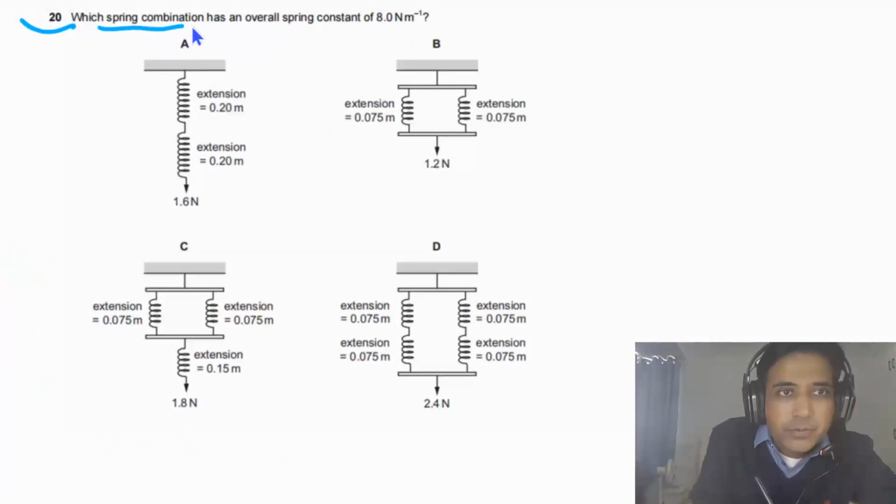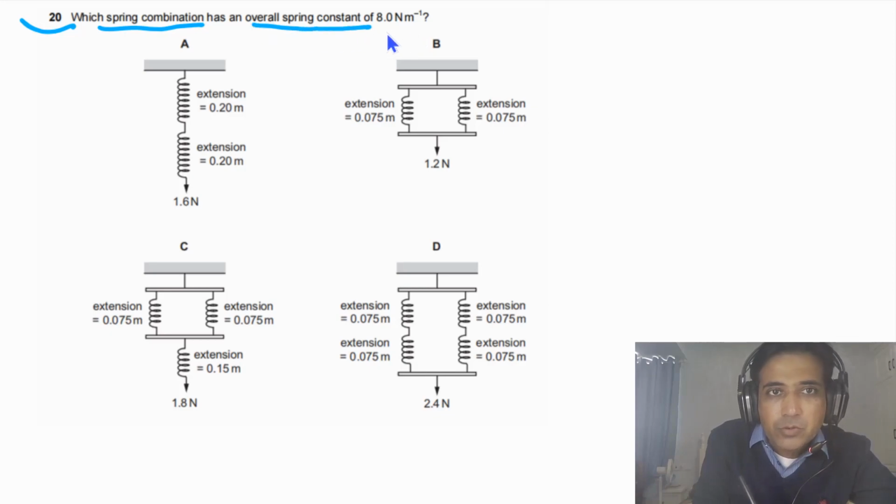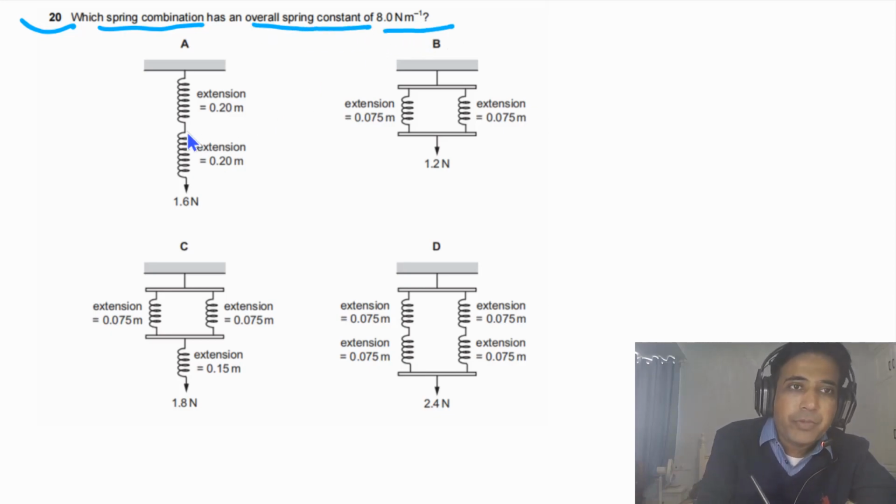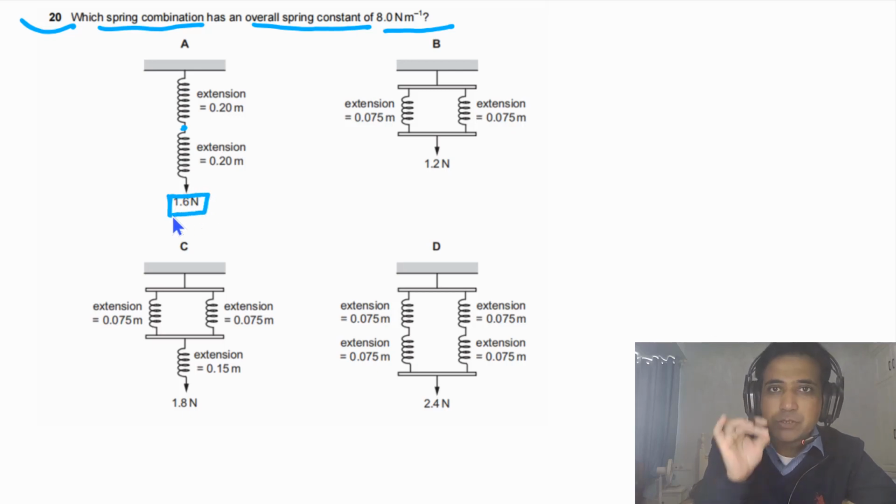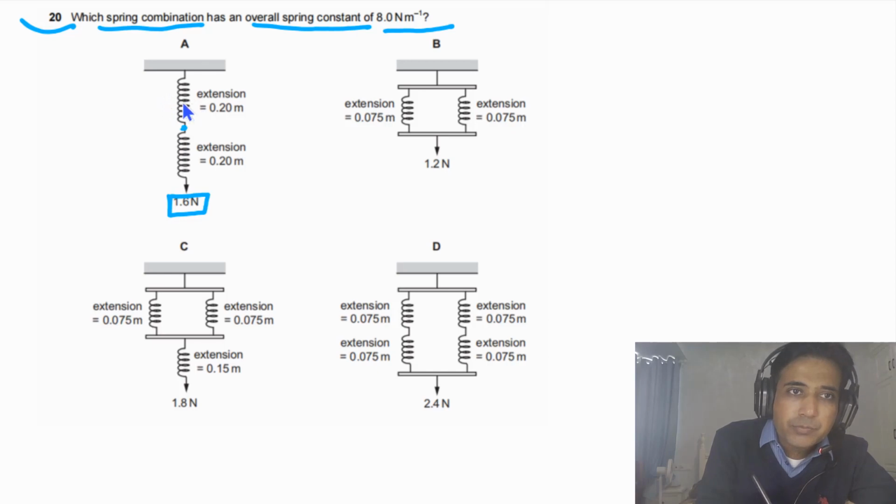Question 20 says, which spring combination has an overall spring constant of 8.0 newtons per meter? If you look at option A, we have two springs and these two springs are connected in series. When springs are connected in series, they experience the same force, because in this case we assume the spring is massless. So we can say this is spring 1 and this is the second spring. The force on the second spring is 1.6 and the force on the first spring also will be equal to 1.6 newtons.